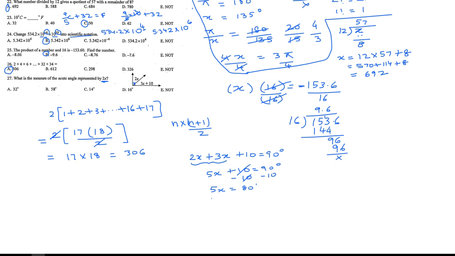Therefore, in order to find x, we divide both sides by 5, and we get x is equal to 16. But the question is, what is 2x? So if x is 16, then 2x is equal to 32. So 32 would be the right answer.